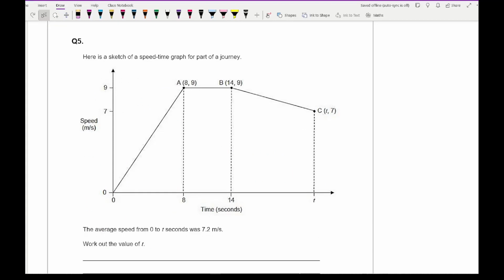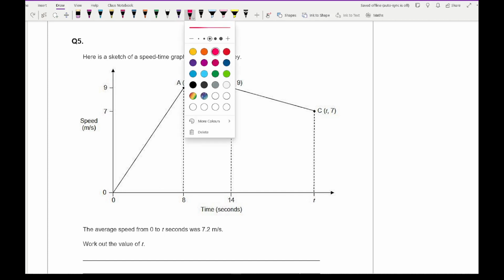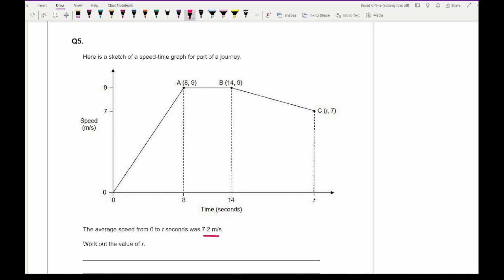So moving on to our last question, it says here is a sketch of a speed time graph for part of a journey. The average speed from 0 to t seconds is 7.2 meters per second. Work out the value of t. Now what we need to do here is basically work out the total area under these lines, and we know that the total area is 7.2.